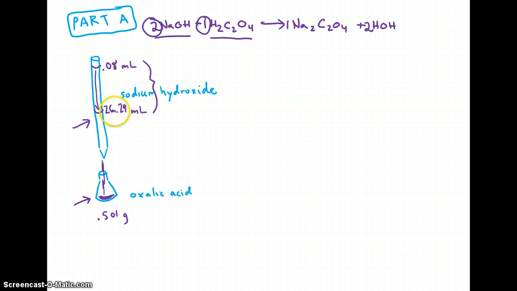So I want to take 26.29, and I want to subtract 0.08. And that'll get me the actual amount that I used. So 26.21 milliliters actually drained out of the burette. Okay. Now I have no use for milliliters. Molarity is always calculated with liters. So I want to change this to 0.02621 liters of sodium hydroxide used.